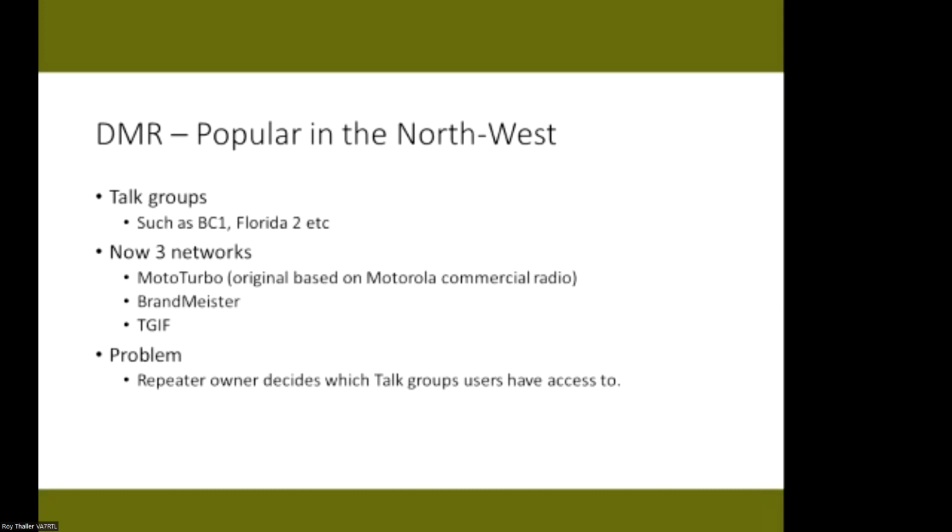Now, the problem, especially with Mototrbo, is that the repeater owner decides which talk groups they want to have on the repeater. So, for example, if I own the repeater, I might put BC1 on my repeater. And let's say Alan owns a repeater, he may decide, oh, I don't want to put BC1 on my repeater, I want to put the Florida group on the repeater instead. So it's somewhat repeater owner specific. Because of all these issues, they've come up with other ways to deal with it.